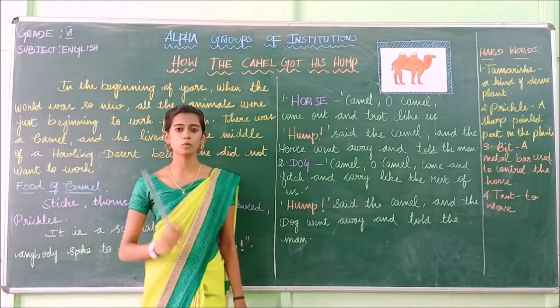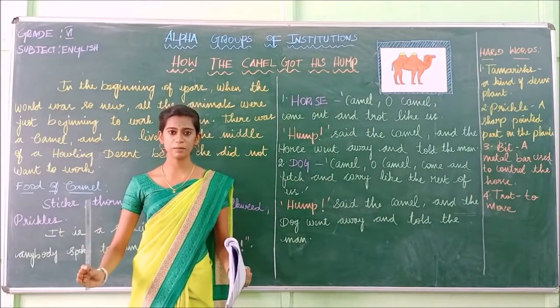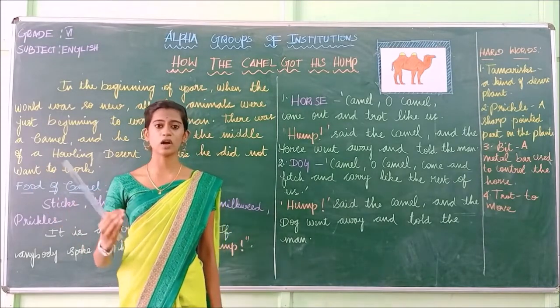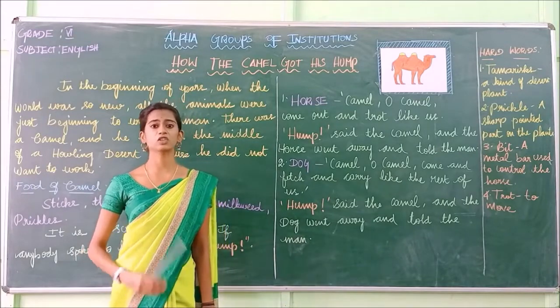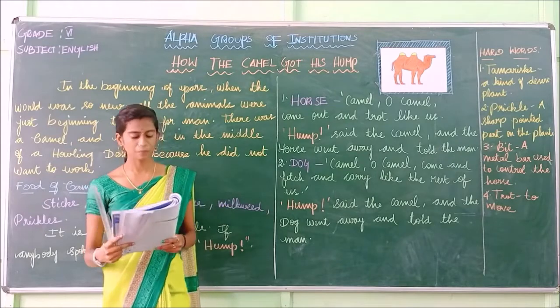Trot means to move from one place to another. So the horse won't be in the same place. It goes from one place to another. So the horse is calling the camel, come away from the place where you are and trot like the rest of us. Hump, said the camel.